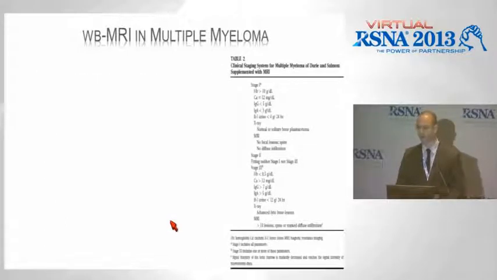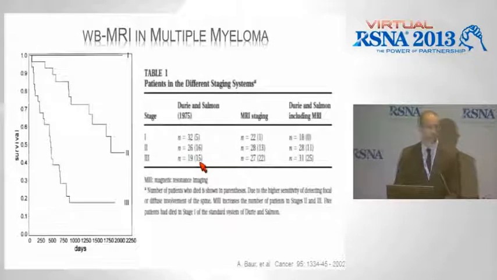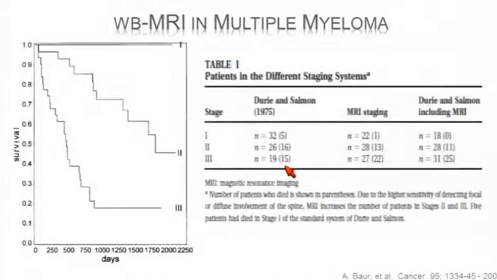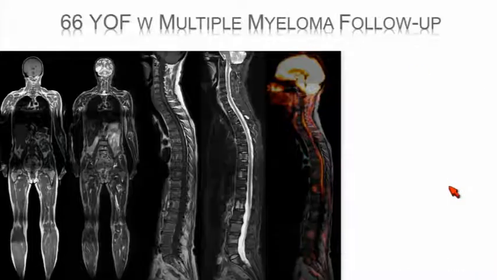Now they incorporated their staging system with the existing Dewey-Salmon staging system, and what they basically did is compare how the staging systems would perform. The combined staging system actually outperformed the others. So you can see nicely separated out the different disease stages. Whereas the initial Dewey-Salmon stage 1 had 5 patients who died in that group, which is not the goal of a stage 1, the combined protocol had no patients dying in stage 1.